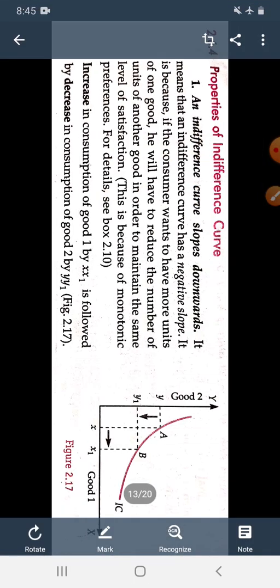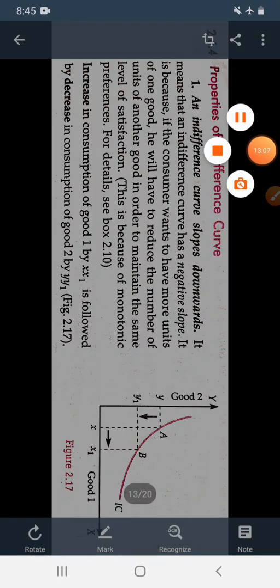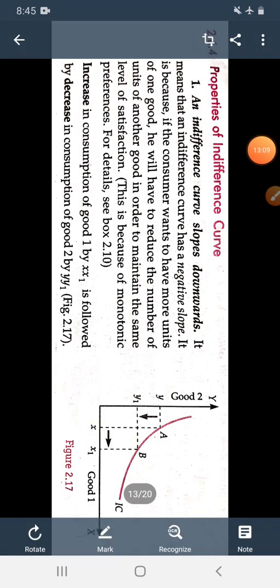Okay, now the next is properties of the indifference curve.